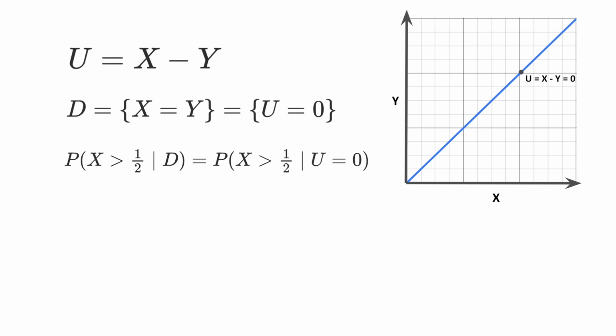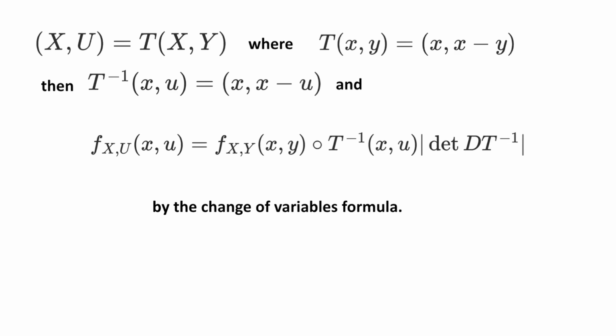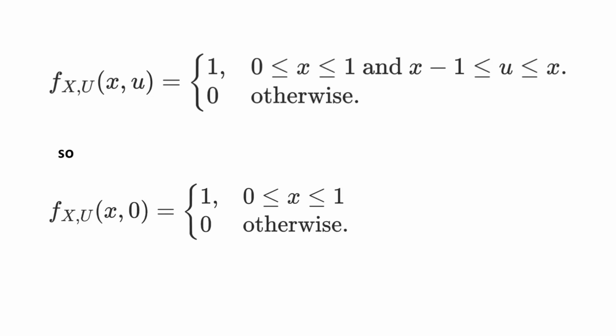So we want to compute the conditional probability that x is larger than a half given that U is equal to 0. To do this, we'll need to compute the conditional density of x given U, which, as we've seen, is equal to the ratio of the joint density of x and U and the marginal density of U. We'll first compute the joint density of x and U. We can write the pair x, U as a function of x and y, called T, and then use the change of variables formula to find the joint density of x and U. In this case, since the joint density of x and y is just the constant 1, and the absolute value of the determinant of DT inverse is also 1, we just get that the joint density of x and U is 1.